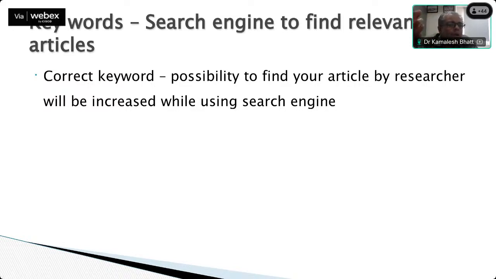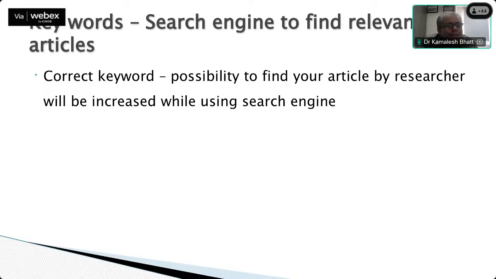No, the purpose of the keyword is that it should be such that if any other researcher wants to search for your articles, and they add these keywords in a search engine, the probability of getting your article is very high. Okay, so if the correct keyword is there, the possibility of your article being found by a researcher will increase, and the byproduct is obviously that the citation will be more, and your articles will be more used for the references. Okay, so this is all about the keywords.